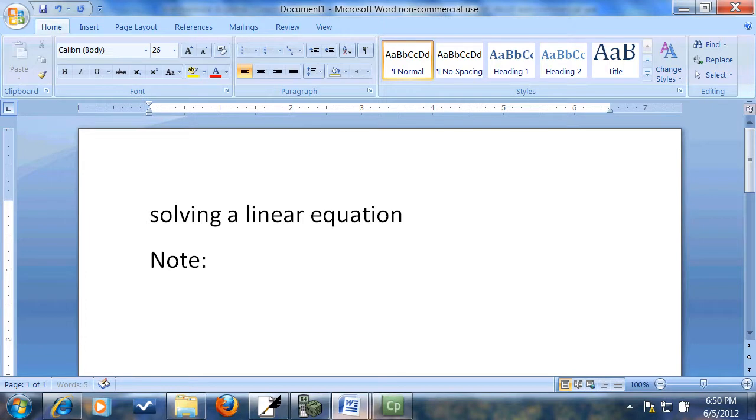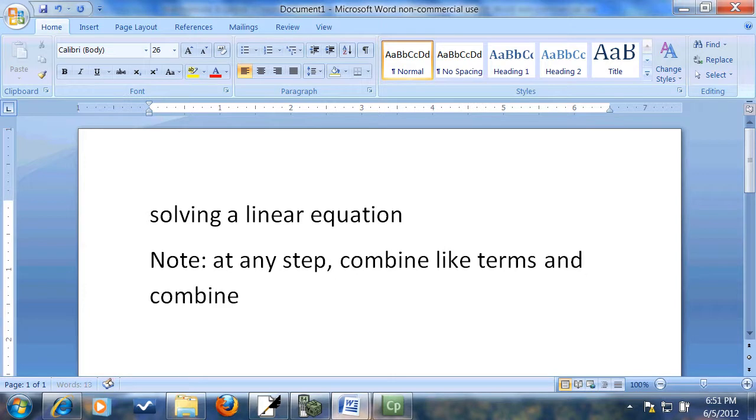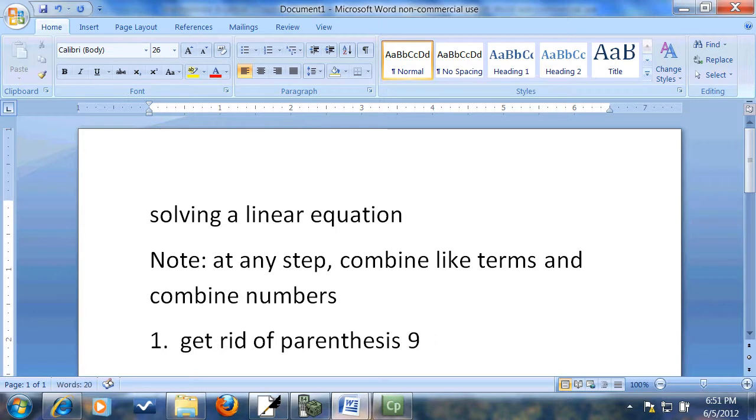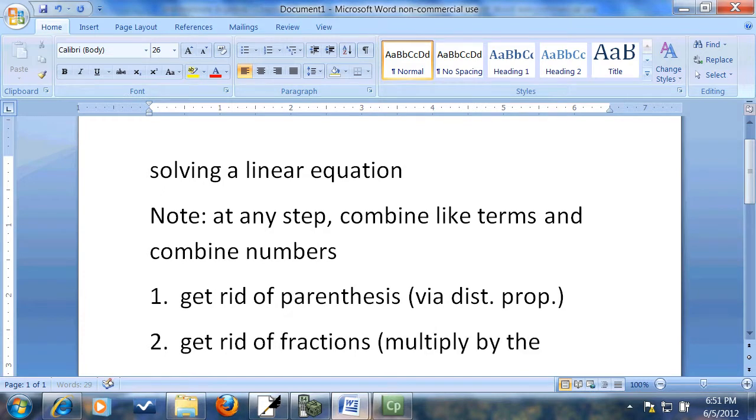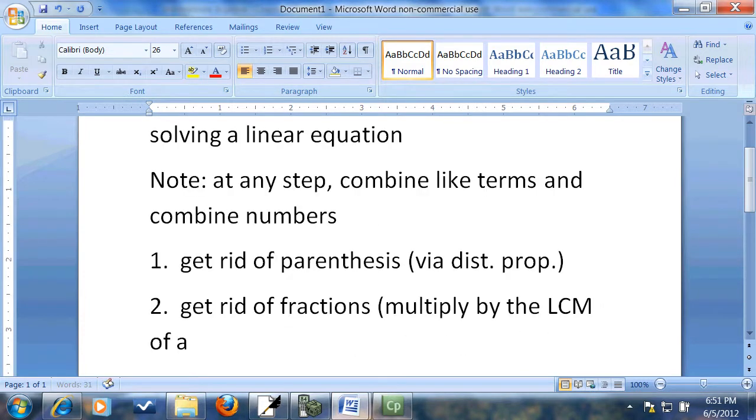We have our note up at the top. It says at any step, combine like terms and combine numbers. Step 1, get rid of parentheses. This is via the distributive property. Step 2, get rid of fractions. And you multiply by the LCM, least common multiple, of all the denominators.